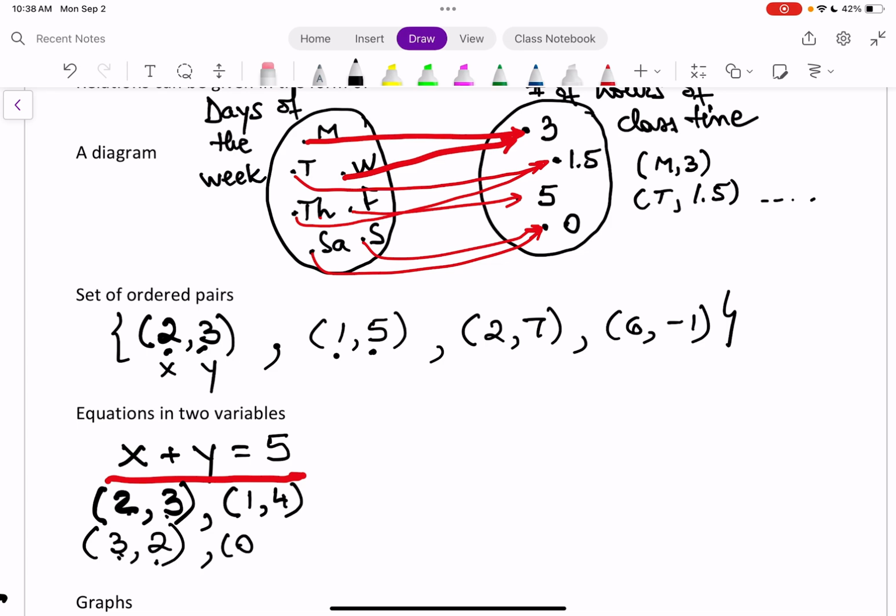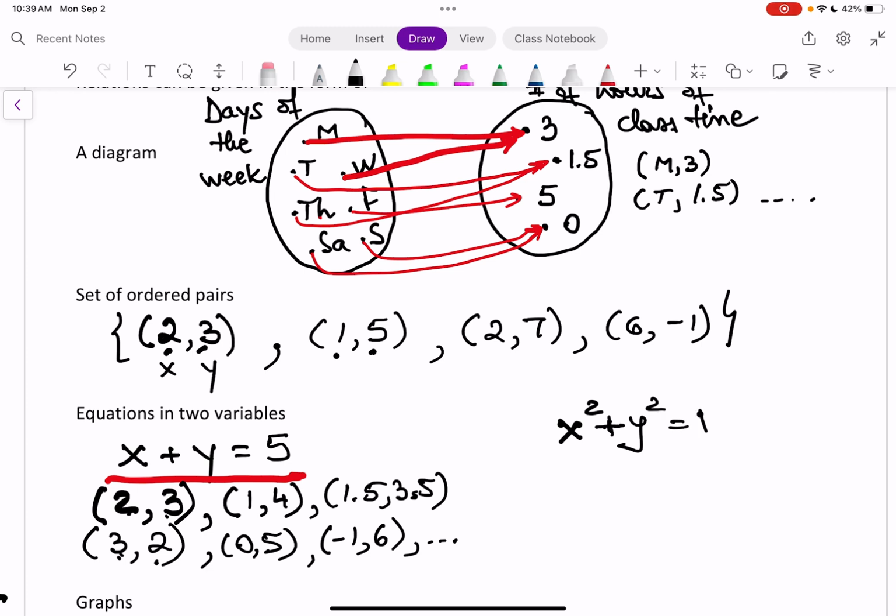But of course, it's not just whole numbers that would answer to this. You can think of integers. You can think of decimal numbers, and so on and so on, okay? So we definitely can create infinitely many ordered pairs that satisfy this equation. Here, I'll give you another one.